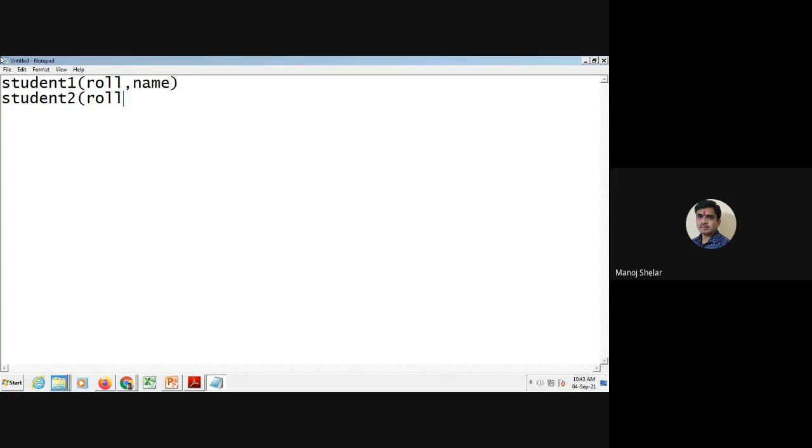Roll number and name. Same attribute name. And here, suppose for example, we use the project and union operation on this.